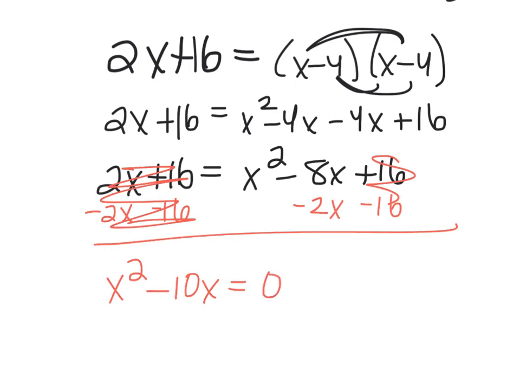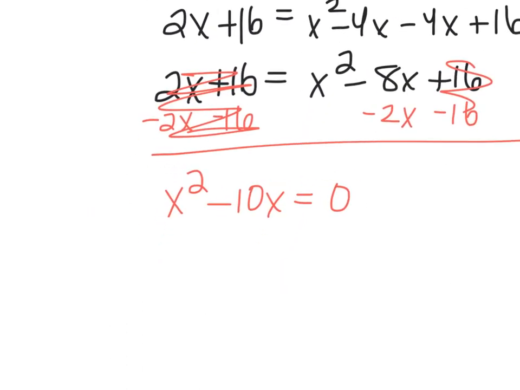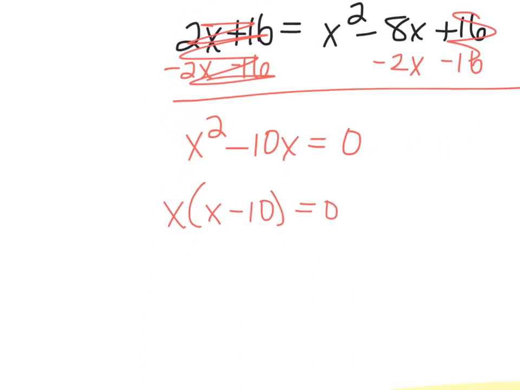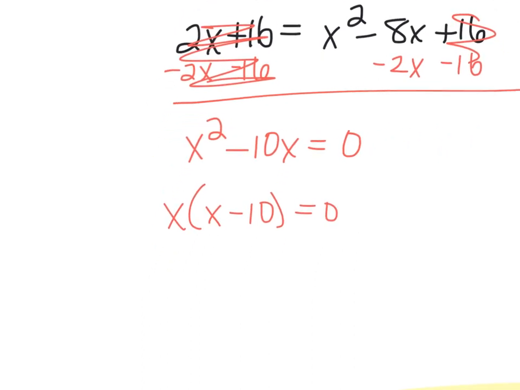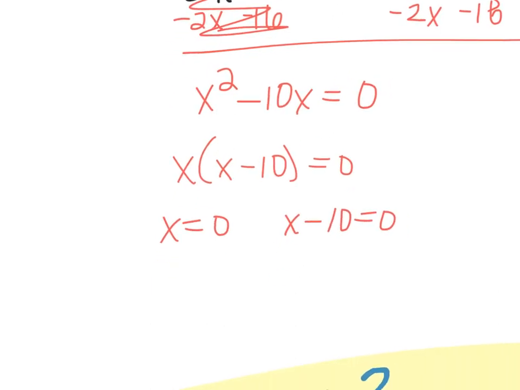What could I take out of both of those? What do they both have in common? x. So I can say x, and then what am I left with? x minus 10. Perfect. Equals 0. So when I solve this, what do I do with each piece? Set it equal to 0. x equals 0. x minus 10 equals 0. So on the left-hand side, x equals 0.